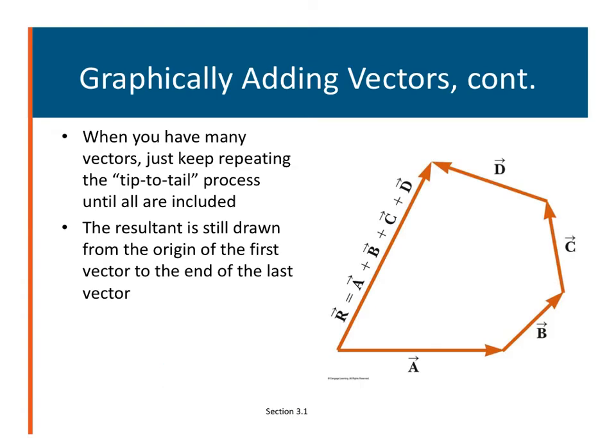You can also do this with any number of vectors. So say we have 4 vectors we want to add here. We just keep going tip to tail to tip to tail to tip to tail, and then our resulting vector will just go from the original starting point to the ending point, and that is our sum of all 4.